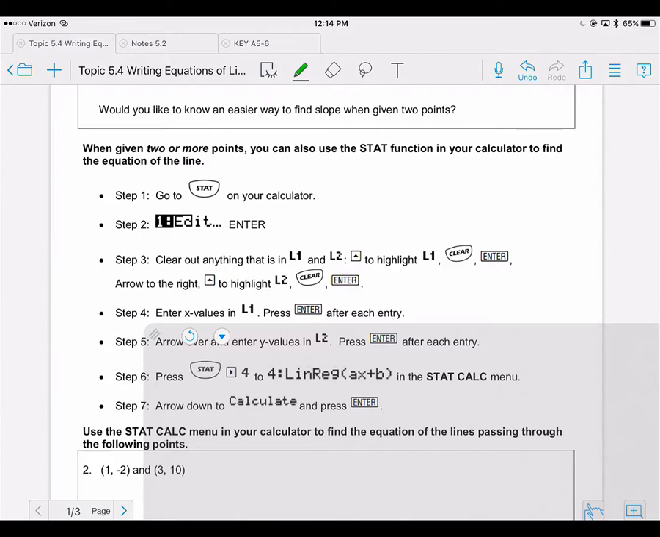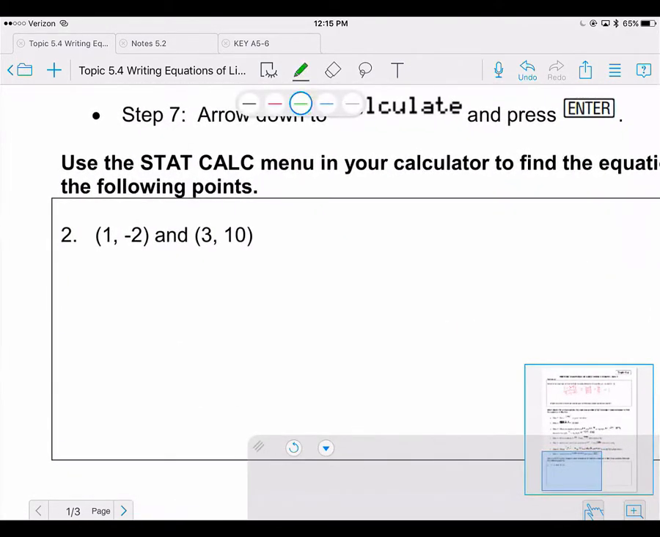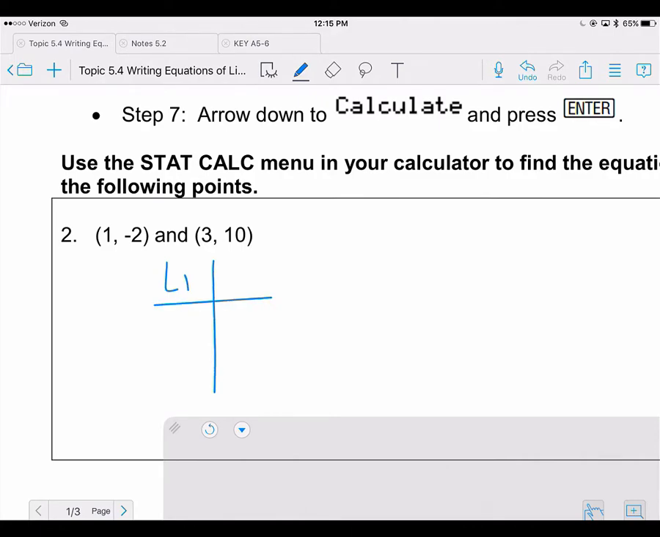You can go to stat, press enter, clear out anything that is in list 1 and list 2, and then enter your x values in L1, your y's in L2, press stat, 4, and calculate. So we're going to go through those steps in this video today. They ask us to find the slope between these 2 points. First we're going to create our table with list 1 and list 2. When I write these points, I just rewrite them like how we filled in a table in that earlier unit.